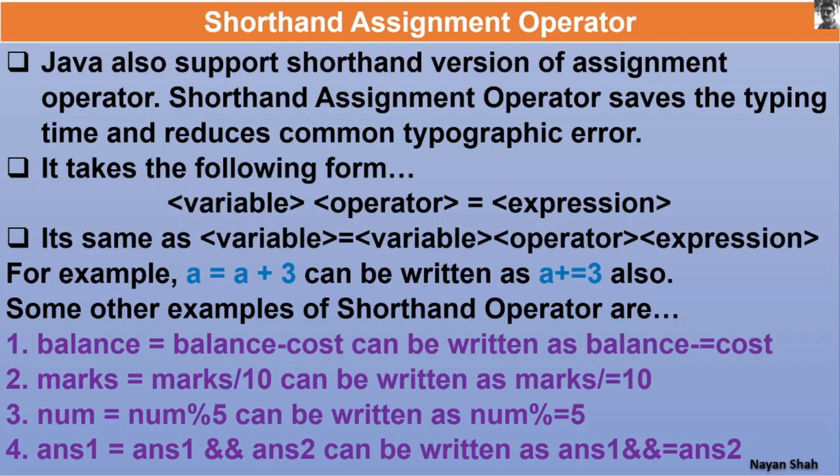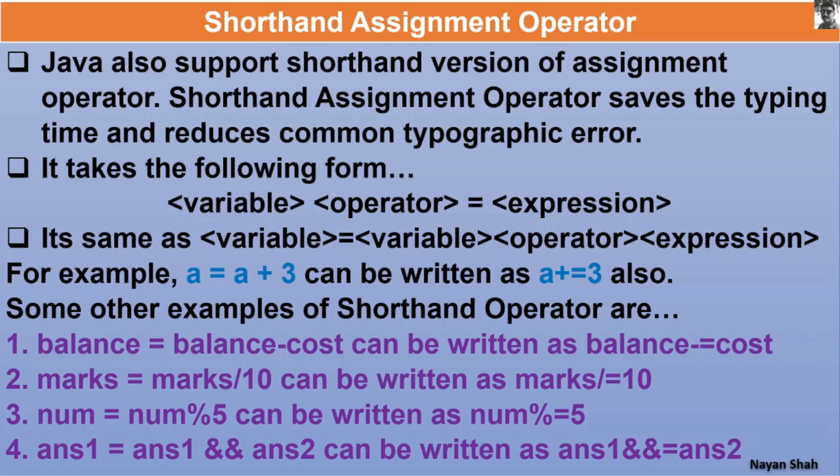Let's see the example. For example, a is equal to a plus 3. That is a normal statement: variable is equal to variable, plus is the operator, and the expression is 3. But it can be written using the shorthand assignment operator as a plus is equal to 3. Now you might wonder, what is the difference? In the first one we need to press 5 keys: a, equal, a, plus and 3. In the next one we need to press only 4 keys: a, plus, equal, 3. So why use this?